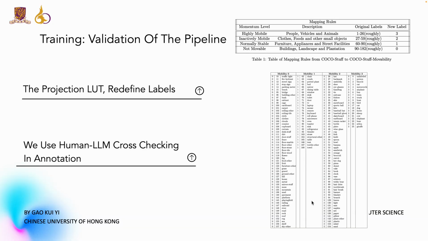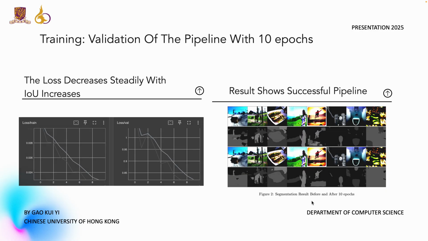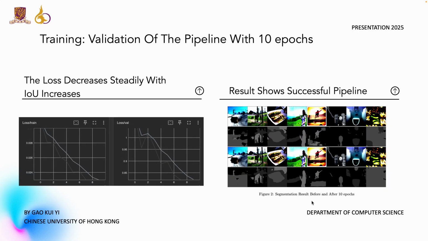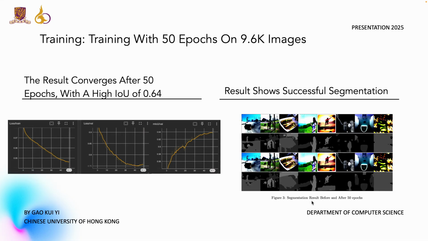For the actual training, we first create the projection LUT, and we redefine the labels into new labels of 0, 1, 2, and 3. And then we use large language models to cross-check the annotation. And for the training part, we've tried to validate the pipeline with 10 epochs at first, and everything seems normal, and the segmentation results improved significantly after 10 epochs. And then we apply the real training with 50 epochs on 9.6 thousand images, and the result converges after 45 epochs over the loss on the validation set and the IOU score.